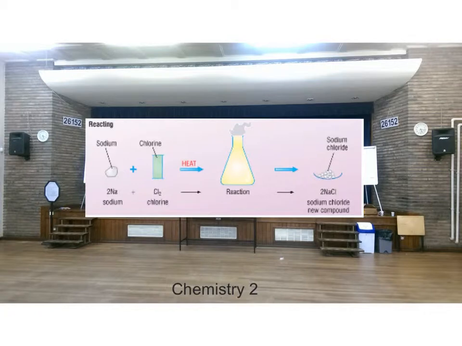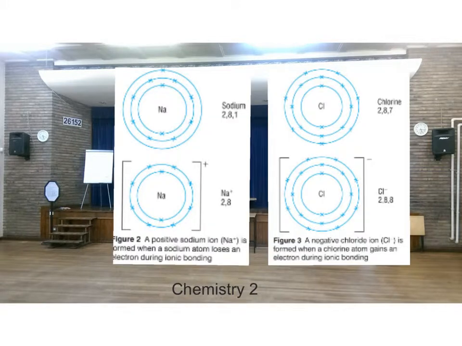Elements react together to form compounds by gaining or losing electrons, or by sharing electrons. The elements in Group 1 react with the elements in Group 7. As they react, atoms of Group 1 elements can each lose 1 electron to gain the stable electronic structure of a noble gas. This electron can be given to an atom from Group 7, which then also achieves the stable electronic structure of a noble gas.